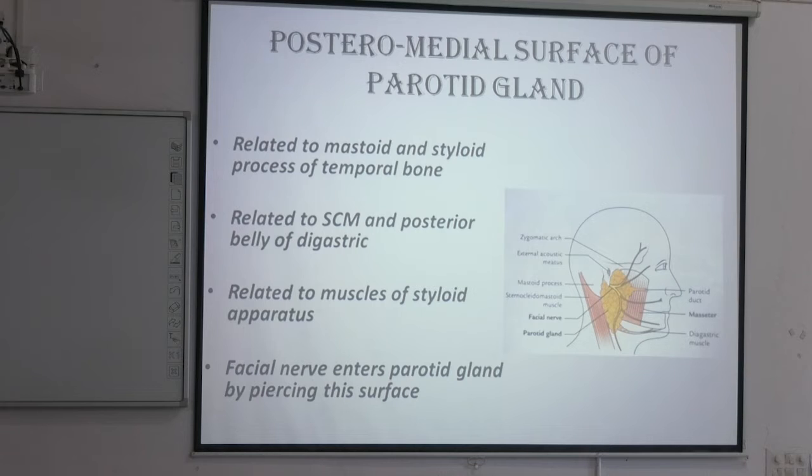Now, the posteromedial surface of the parotid gland is related to the mastoid and styloid process of the temporal bone, related to the posterior belly of digastric, and related to muscles of the styloid apparatus. The facial nerve enters the parotid gland by piercing this surface.